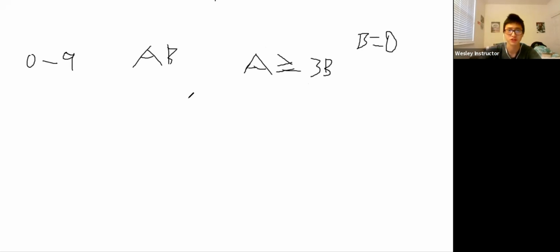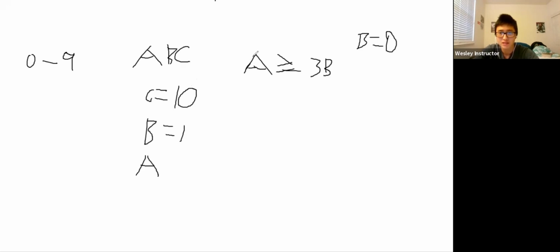Sorry, it's a three-digit number, so ABC. A is at least three times B, the second digit. C always has 10 possibilities from 0 to 9, because there's no limits for C. Say B has one possibility, which is 0. And A has to be at least 3 times B, so anything but 0. Any digit besides 0 times 3 is going to be greater than 0. So A has 9 options. Then I multiply these numbers: 10 times 1 times 9 equals 90.